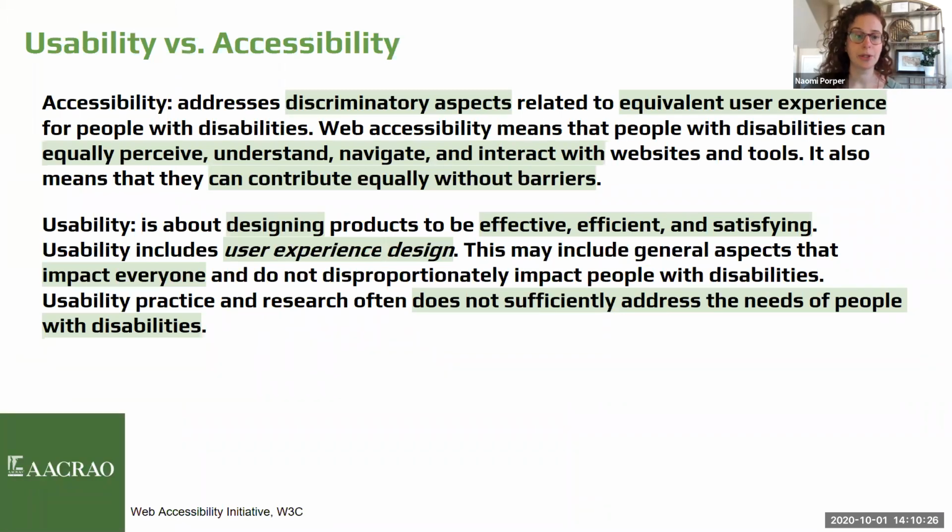So looking at accessibility and addressing discriminatory aspects relating to equivalent user experience for people with disabilities. Web accessibility means that people with disabilities can equally perceive, understand, navigate, and interact with websites and tools. It also means that they can contribute equally and without barriers. And these are definitions from the Web Accessibility Initiative, which is noted towards the bottom there. They have a lot of great resources.